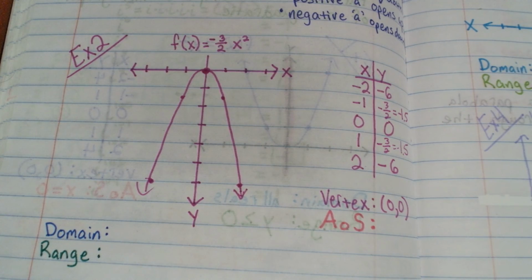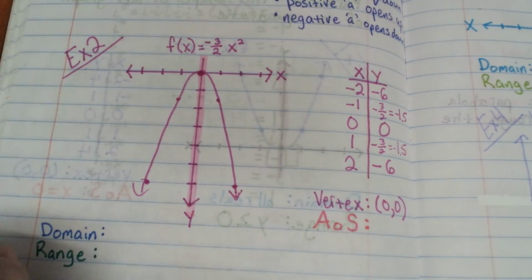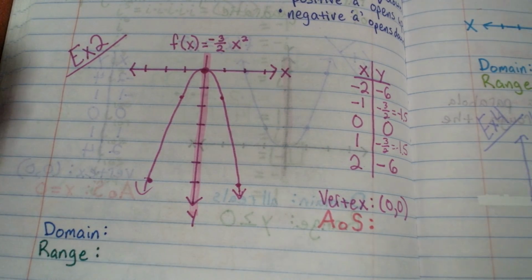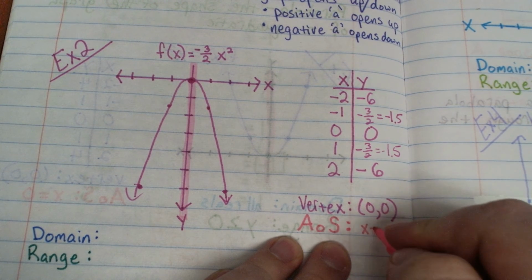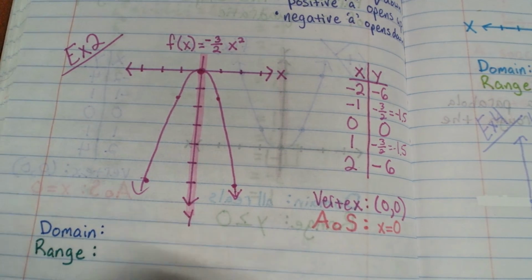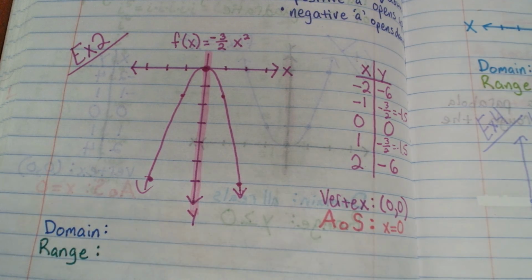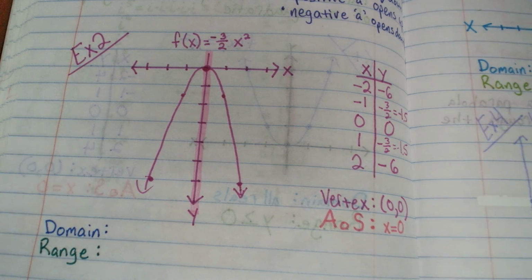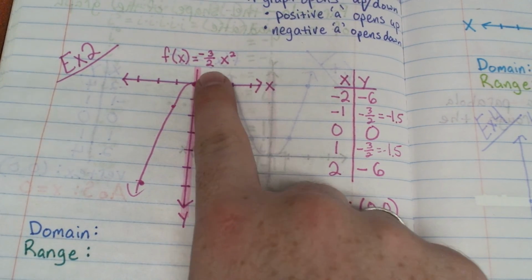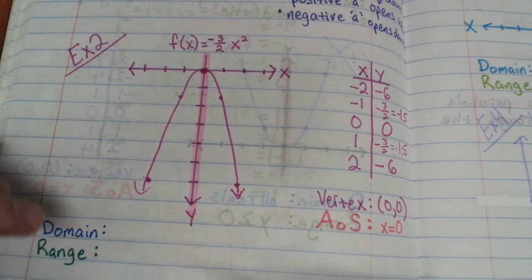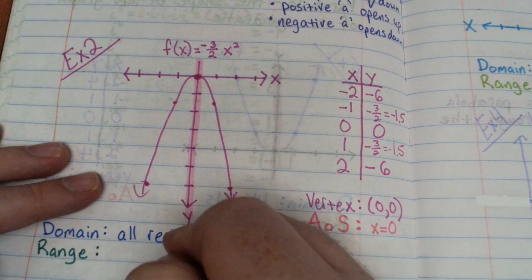Again, the axis of symmetry goes right down the middle. So that's going to be the x value of my vertex. So x equals 0. My domain, again, is all reals, because I can put any value of x in here. I can square any number. I can multiply the result of that by negative 3 over 2. So that, again, is going to be all real numbers or all reals.